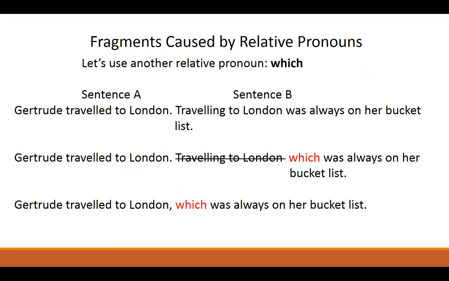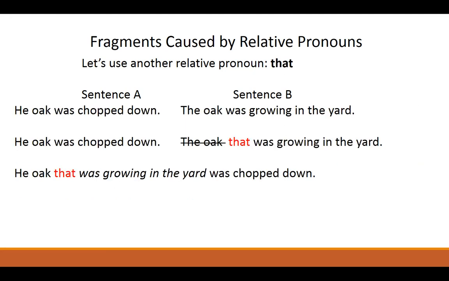Now, which was always on her bucket list can't stand by itself. It is a fragment. But traveling to London was always on her bucket list will stand. So if we take a sentence again and we add a relative pronoun to it, in this case which, we wind up with a fragment. It needs to be attached to something else. And the way you generally fix a fragment is you either attach it to something before it or something after it. You see where it belongs. Typically, it's a matter of punctuation.